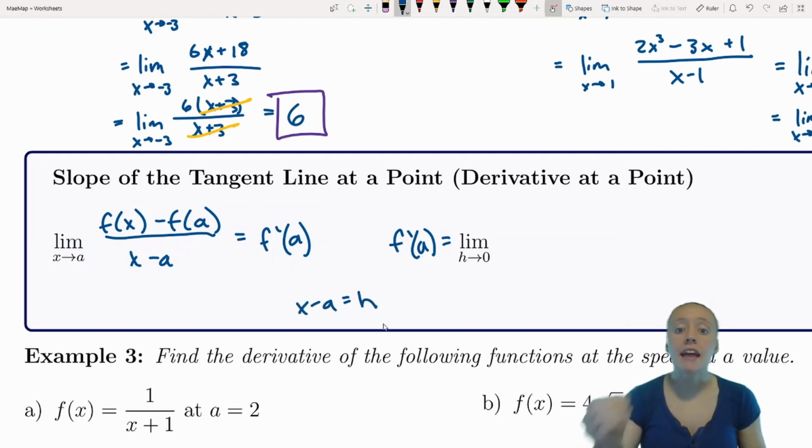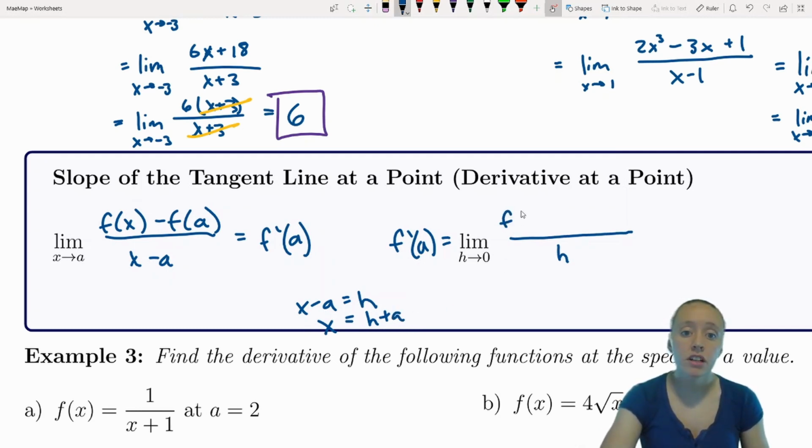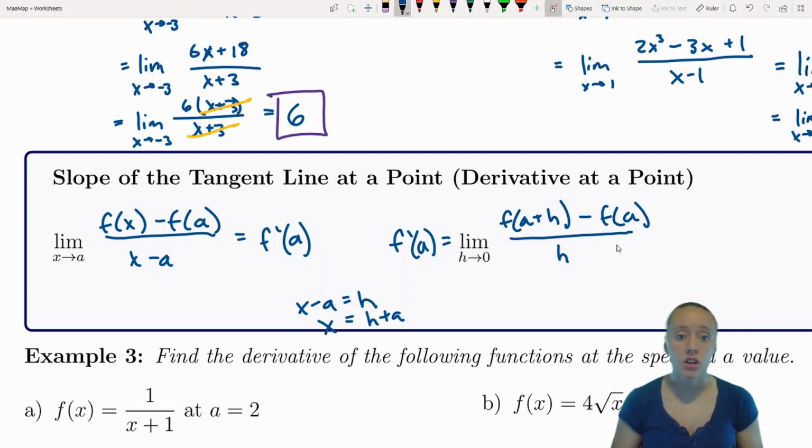That's going to be now h. So replacing x minus a with h, our denominator is now h. So when we have f of x, well, x is really h plus a, or a plus h. So I'm going to have f of a plus h minus f of a all over h. So now I no longer am using that x variable, I'm using h's.